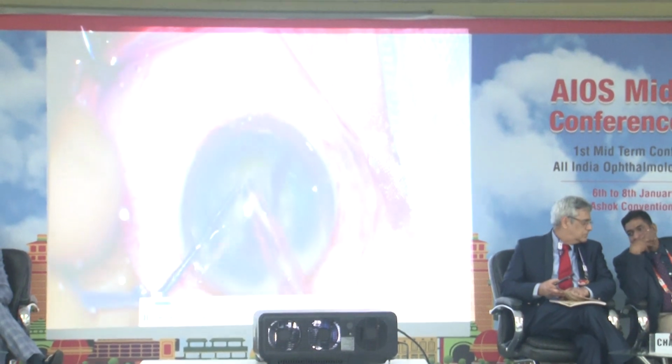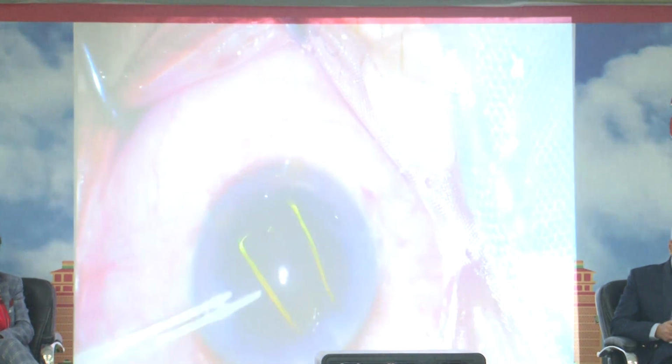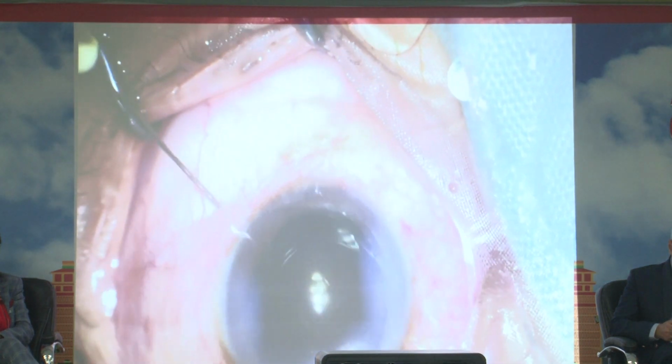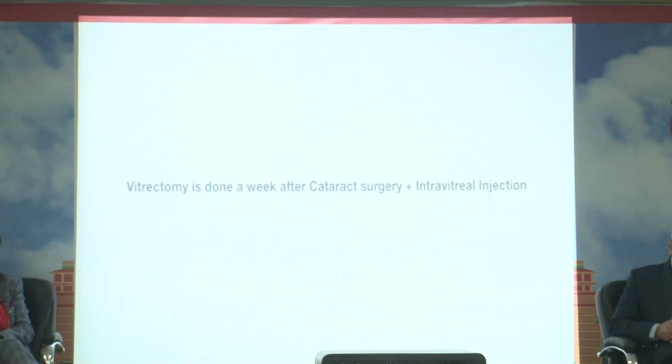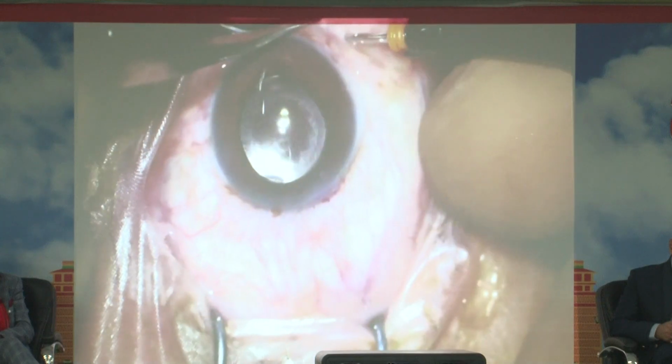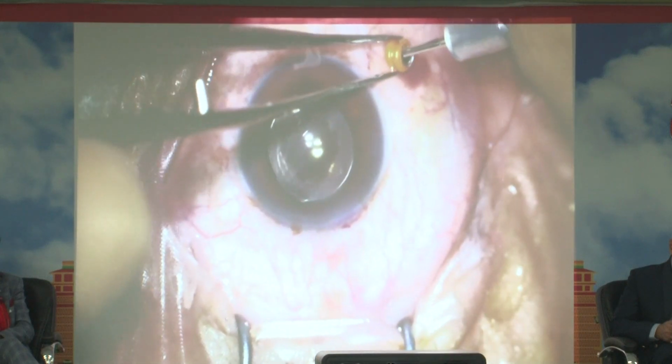Okay, so we do an anti-VEGF injection first before going for a vitrectomy. Hardest are the patients with combined retinal detachment. This one is a fairly simple case. He had a cataract also, so we went for cataract surgery along with the anti-VEGF injection in the first sitting. We do the injection 3 to 5 days prior to surgery. So after 1 week, we went for a 4-port vitrectomy.